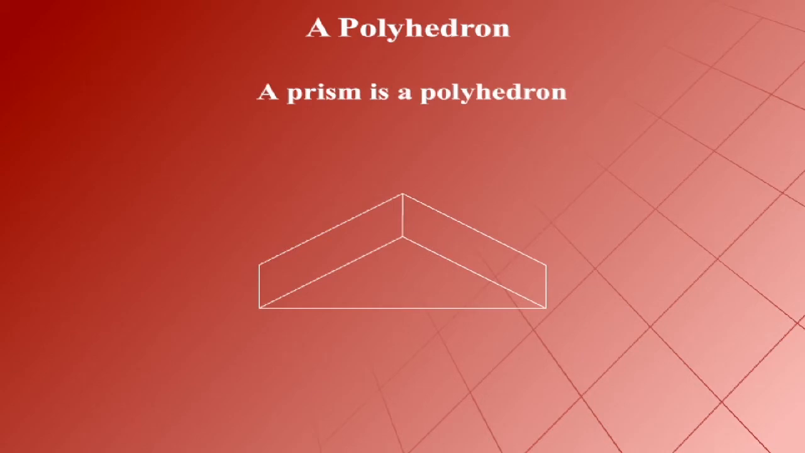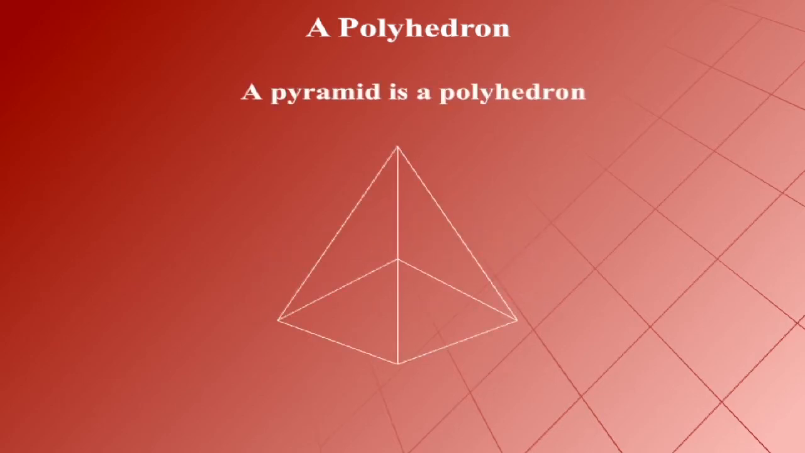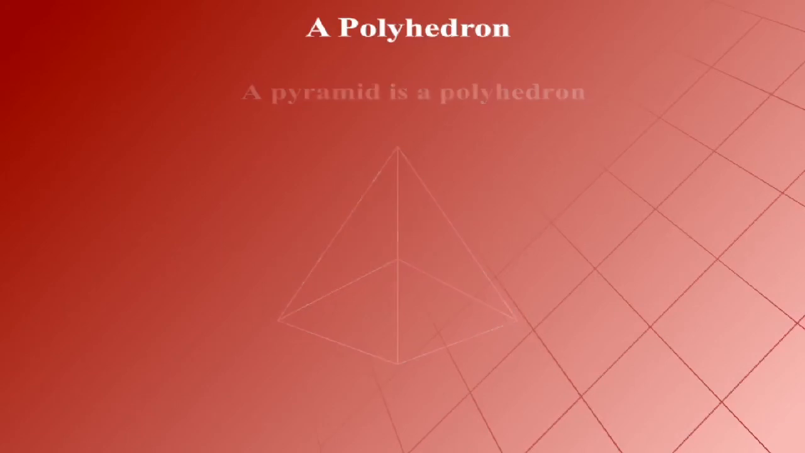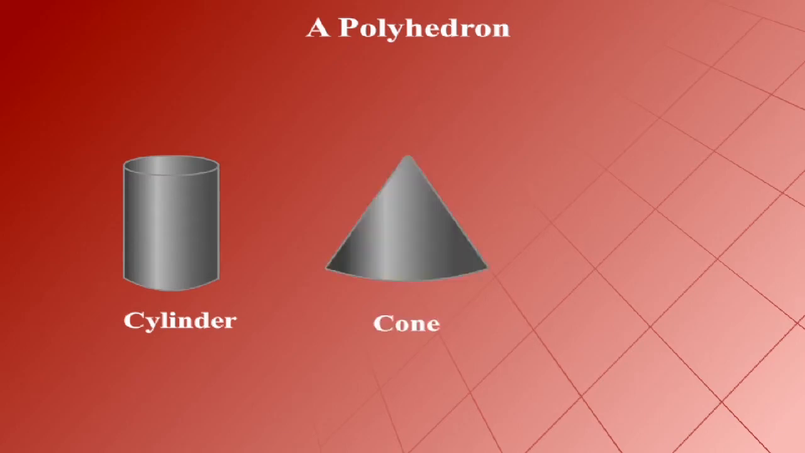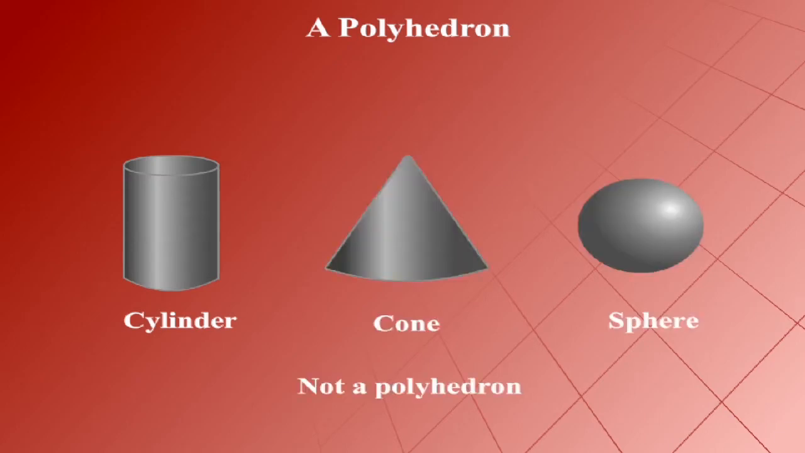Prisms are, of course, polyhedrons. A prism is a polyhedron whose base and top are congruent polygons and whose other faces, that is lateral faces, are parallelograms in shape. On the other hand, a pyramid is also a polyhedron whose base is a polygon of any number of sides and whose lateral faces are triangles with a common vertex. A cylinder, a cone or a sphere is not a polyhedron.